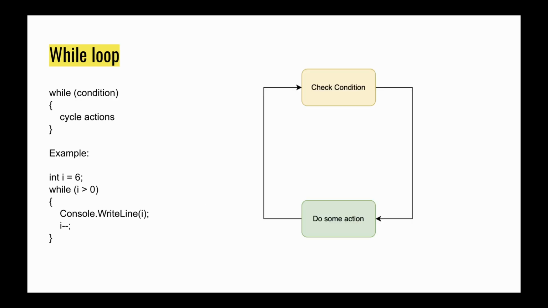The while loop. Unlike the do while loop, the while loop immediately checks the truth of some condition, and if the condition is true, the loop code is executed.